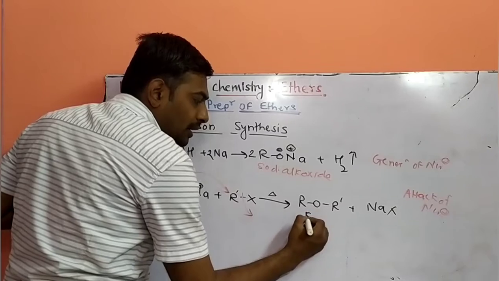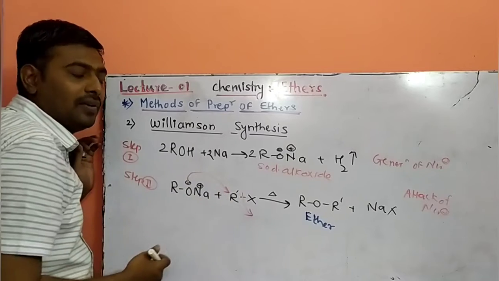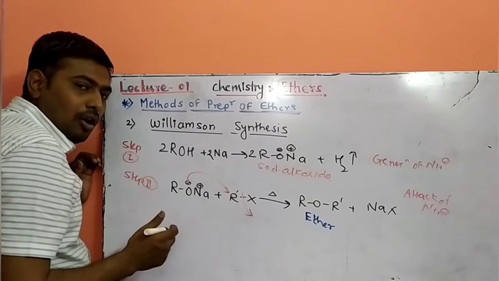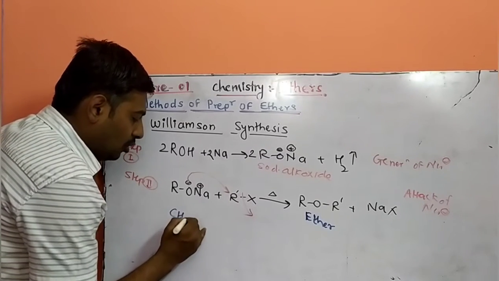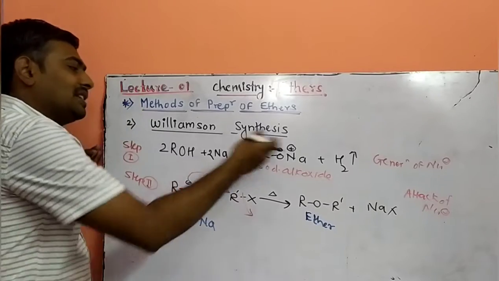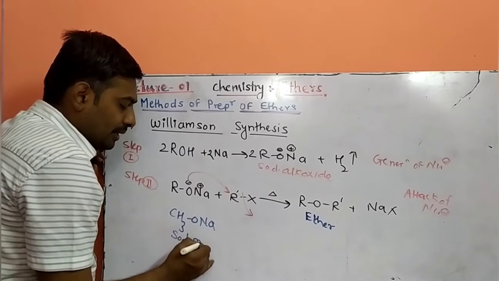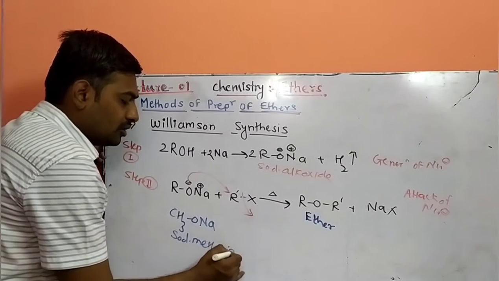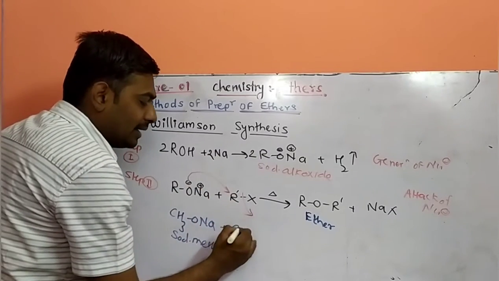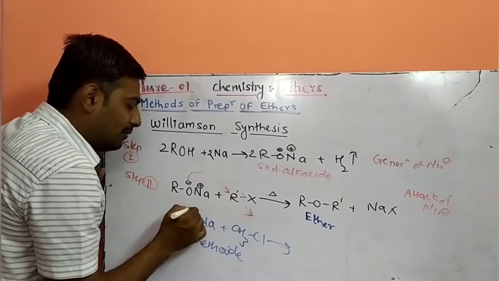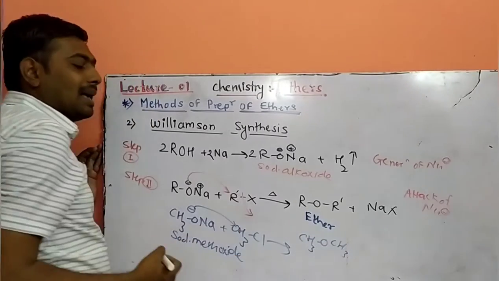So what is the name of the product? Ether is obtained as a product in this reaction. R may be the same or different, that doesn't matter. Now we'll study the next example of the reaction with CH3ONa, that is the nucleophile, which can be generated in the first step. Sodium methoxide. Methanol reacted with sodium metal to form sodium methoxide. Sodium methoxide reacted with CH3Cl, methyl chloride. What will we get? CH3OCH3 will be obtained as a product.